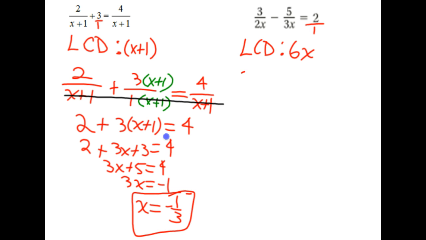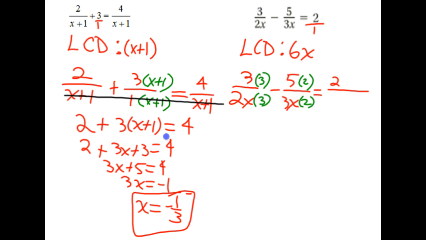Let's see here. The first fraction, what does it need if I wanted it to become a 6x? It just needs 3, so I multiply the bottom by 3 and the top by 3. The second fraction needs a 2, so I need to multiply its bottom by 2 and its top by 2. And the last fraction, the 2 over 1, needs both the 6 and the x. So I multiply top and bottom by 6x. Okay?